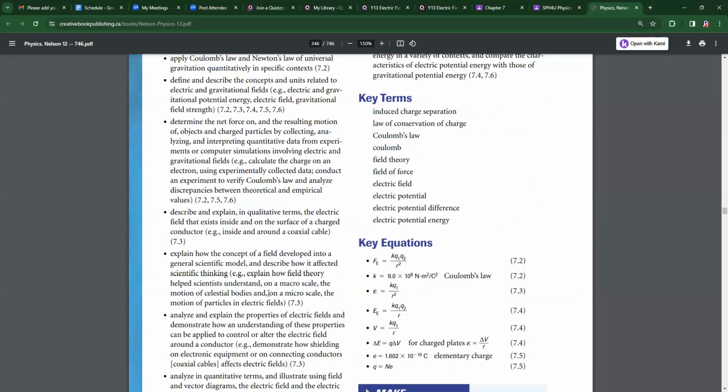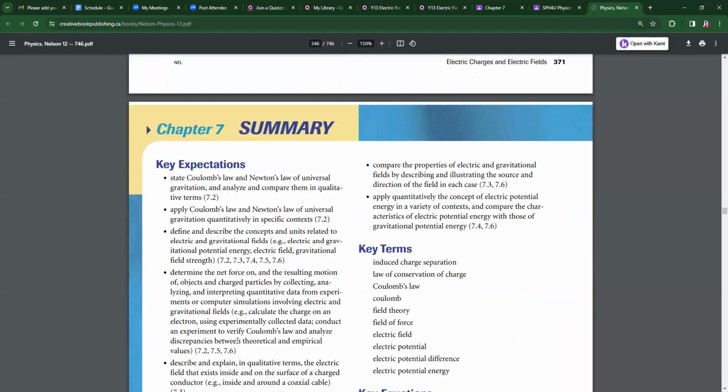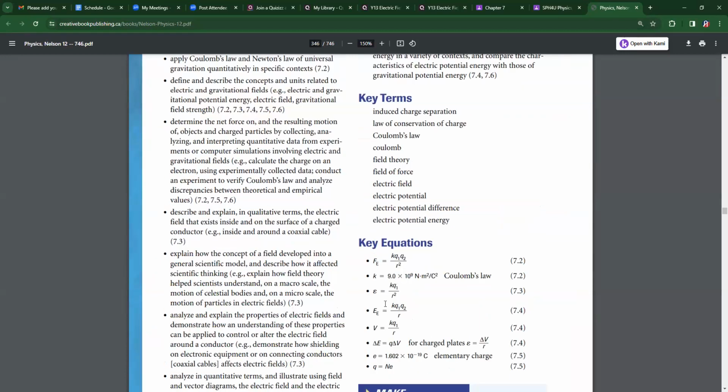Okay, so at the end of the chapter, you have key ideas, key expectations, and concepts. So try to go through the key equations. So how to find force between charges? It's the formula that represents Coulomb's law. So what is the coefficient for Coulomb's law? It's very big. For gravitational forces, the constant is really G, and G is very small.